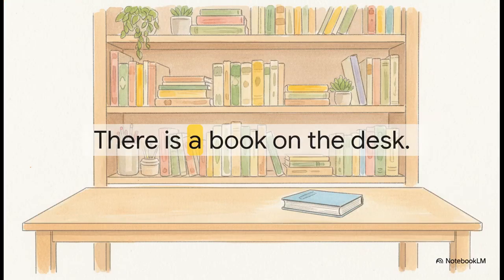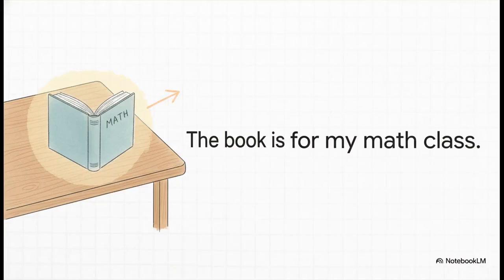Let's imagine we're walking into a room. I point and say, there is a book on the desk. Right now, it's just some random book. It's not special. That's why I'm using a. But then I say, the book is for my math class. See what just happened? All of a sudden, it's not just any book anymore. It's that specific book on the desk. We both know which one I'm talking about. So a introduces the object, and the shines a big spotlight on it.